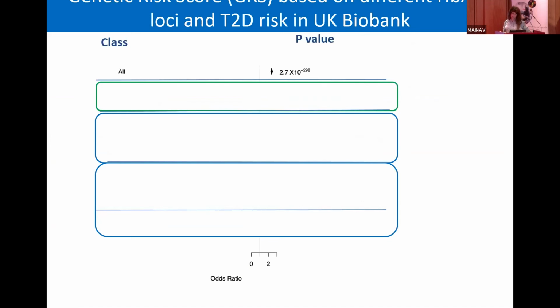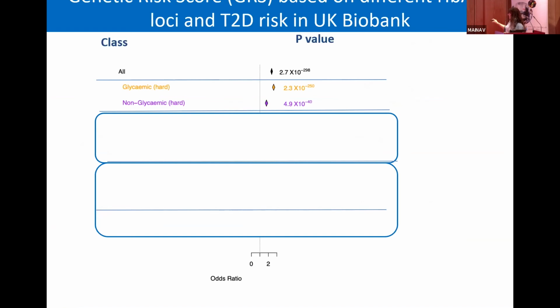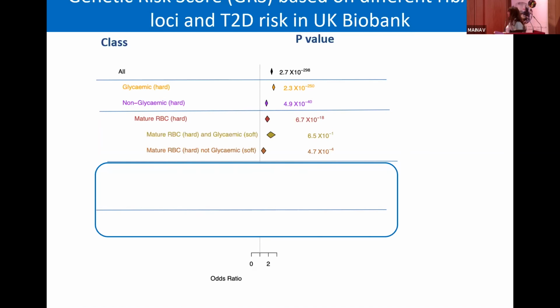So we then looked at genetic scores and how they're associated with type 2 diabetes instead of coronary artery disease. And obviously, if you build a score of all of our HbA1c variants, it's very strongly associated with type 2 diabetes. And then we break it down. Well, if you just have the hard clustering glycemic variants, that is responsible for most of the association. But you actually see there's still a strong association signal coming from what we're calling the non-glycemic hard clustering. But if you break it down, it seems that most of the signal is because they are red blood cell and they also fall in a glycemic soft cluster. So they actually seem to be doing both things.